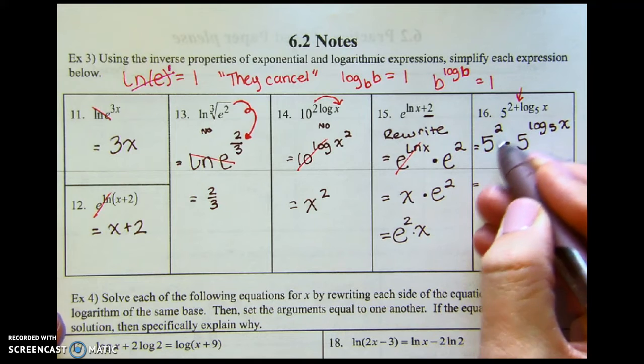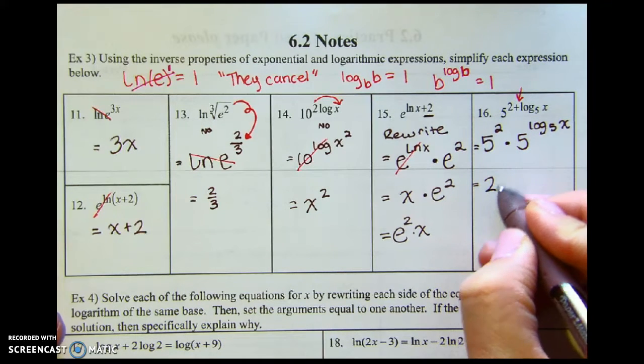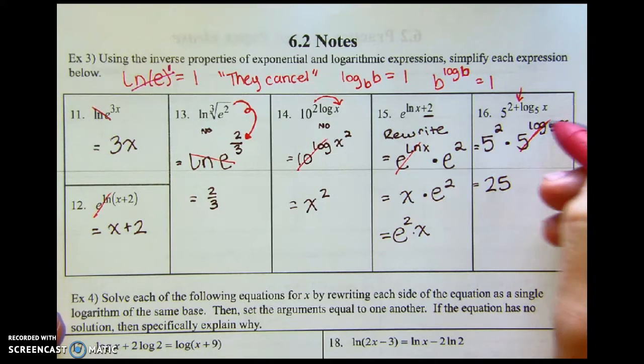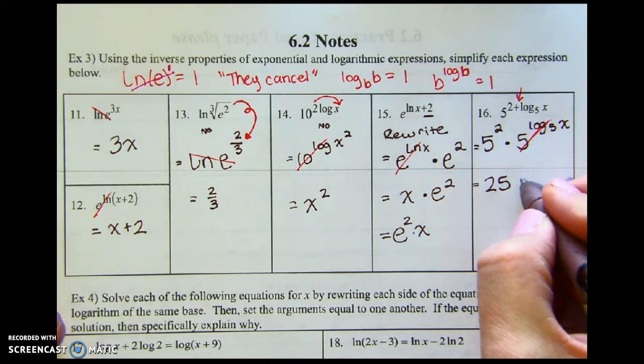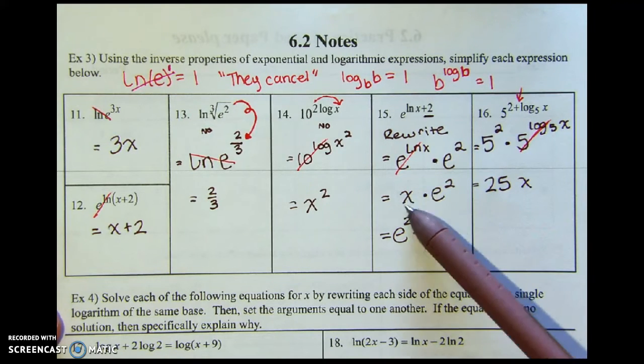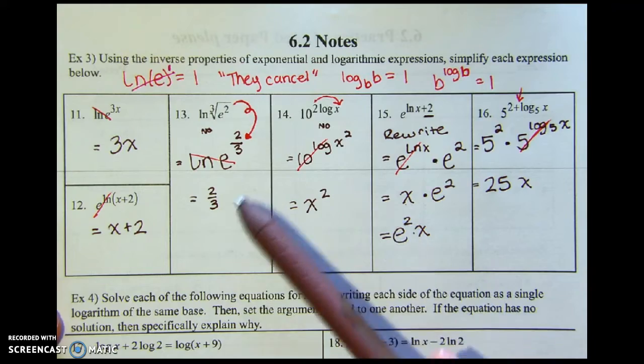Okay, does anything cancel here? No. 5 squared is 25. What about here? 5 to the log base 5? Yes, that cancels. Are we going to see that a lot, did I say? No. What are we going to see? A lot of this. This is like the same problem off the AP exam. You're going to see this.